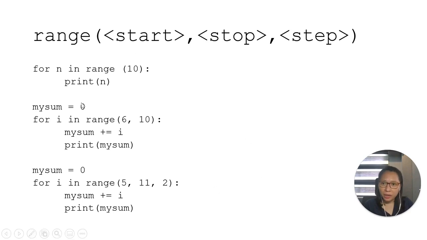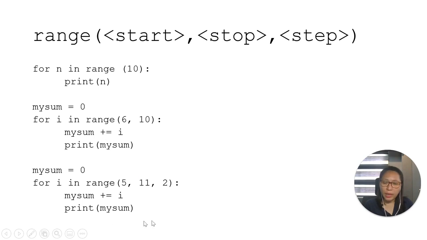And then on the next example, this is a second example, by the way. Here, my sum gets 0, and then for i in range, we have only two values, 6 and 10. This means 6 is the start and 10 is the stop. So this example gets the sum from 6. It will run until 6, 7, 8, 9, not including 10.